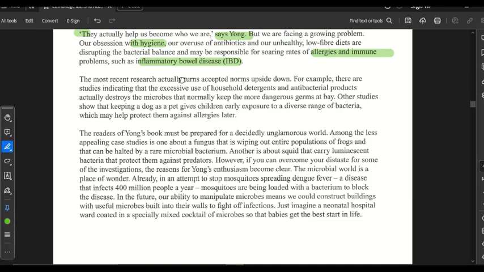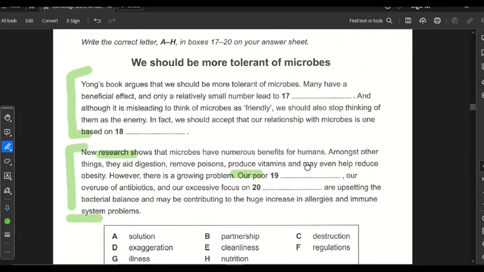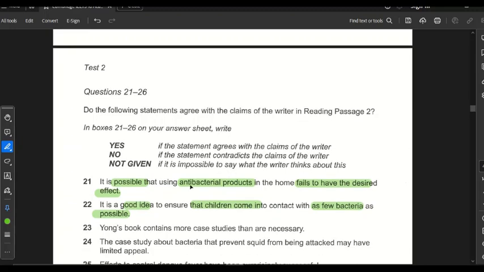The most recent research actually turns accepted norms upside down. Accepted norms are upside down. For example, there are studies indicating that the excessive use of household detergents and antimicrobial products usually destroys the microbes that normally keep the more dangerous germs at bay. That's a sentence that contains antimicrobial properties.